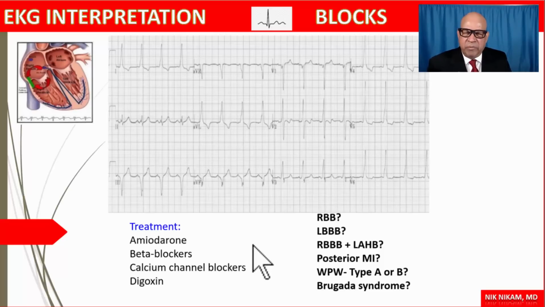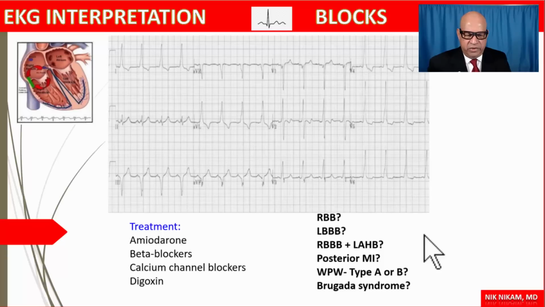So here is an important tip I want to give you. If you see a question like this in board examinations, always remember: WPW, no ABCD. No amiodarone, no beta blocker, no calcium channel blocker, no digoxin. A, B, C, D. No. WPW, no A, B, C, D. The treatment of choice is procainamide, cardioversion, or EP studies and ablation of the accessory pathway. Let's move on to the next one.